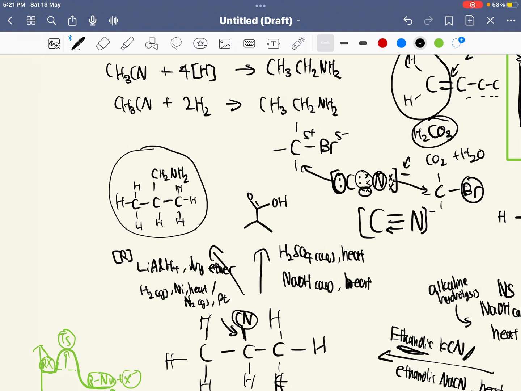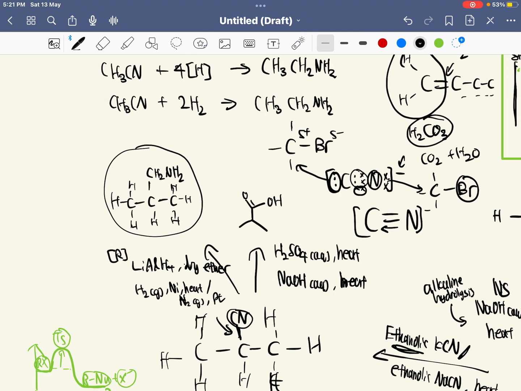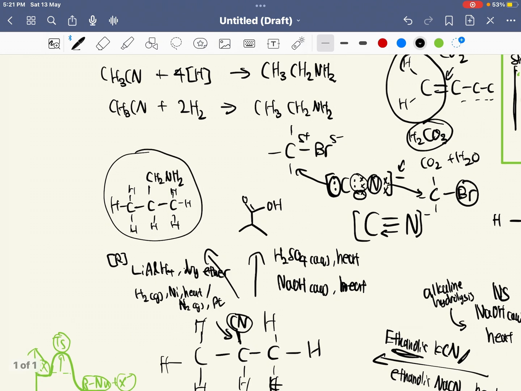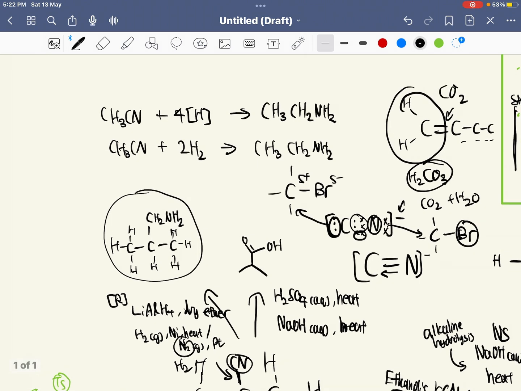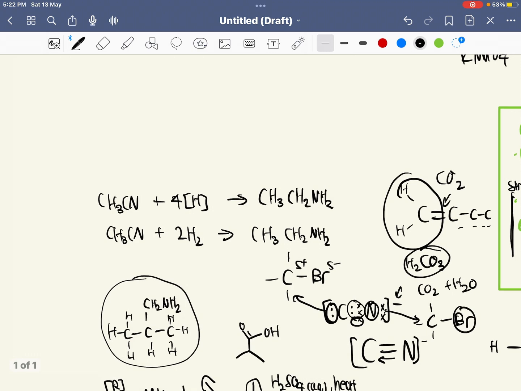The first one is reduction using a reducing agent. Our reducing agent here is lithium aluminum hydride in dry ether, or we can use hydrogen gas with nickel and heat, or hydrogen gas with a platinum catalyst. We're still going to end up with the same product. We're just going to use CH3CN as a simplified representation here.